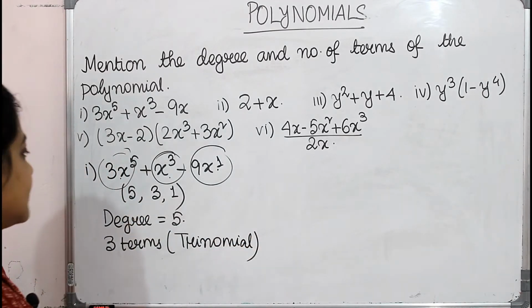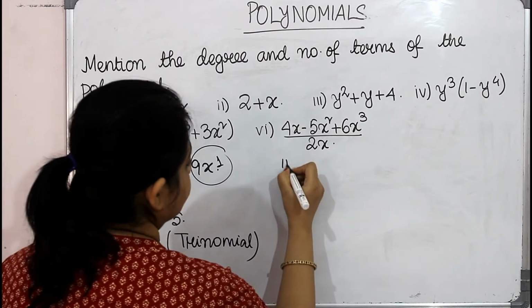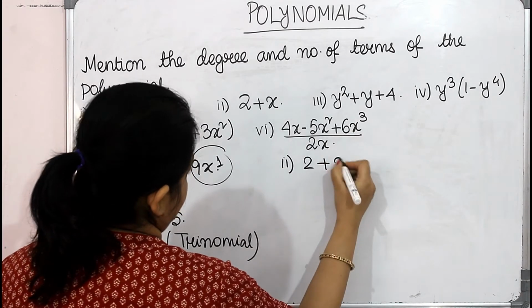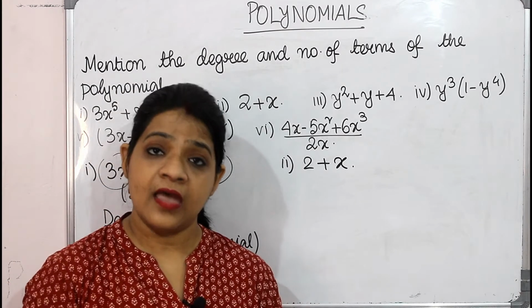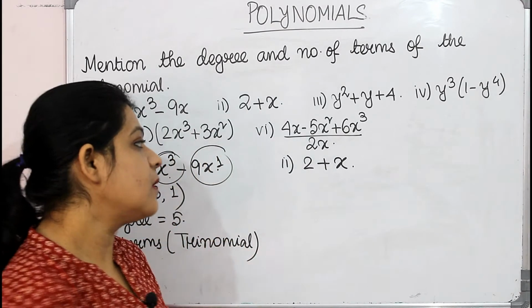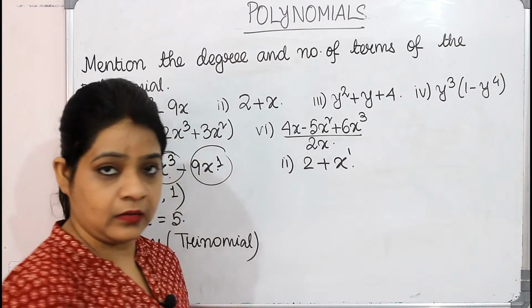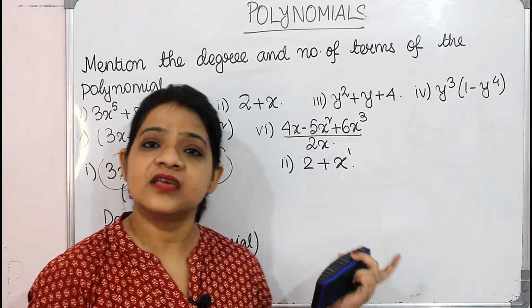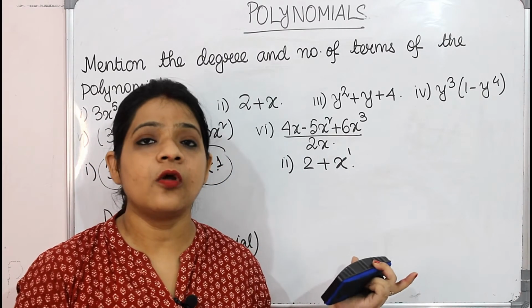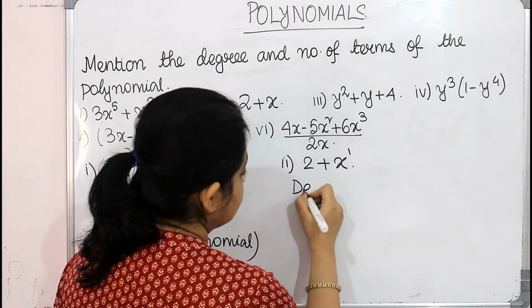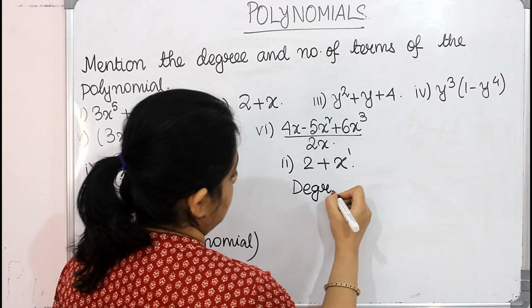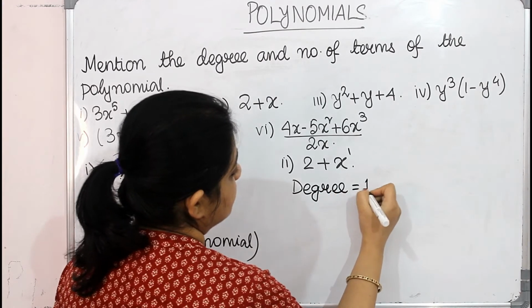Okay. So next is 2 plus x. So 2 is a constant, variable is x over here. So what is the power of x? 1. Okay. So the highest degree in this polynomial is 1. So we will say that degree is 1.